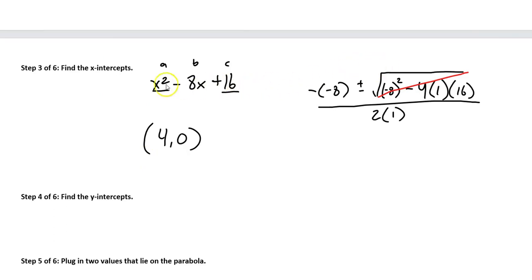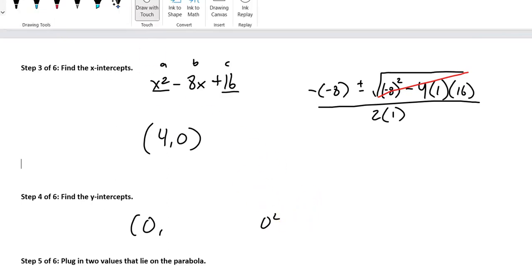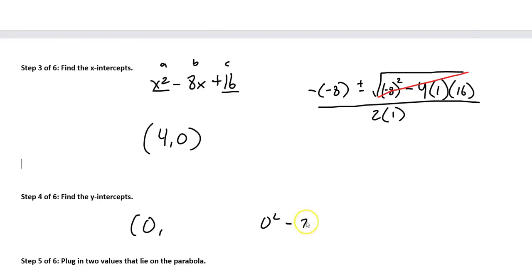Now the awesome thing about this is also, let's look at it this way. Your y-intercepts: plug 0 in for x. Your y-intercept is going to be 0, comma, we'll plug in a 0 for x, and you've got 0 squared minus 8 times 0 plus 16.